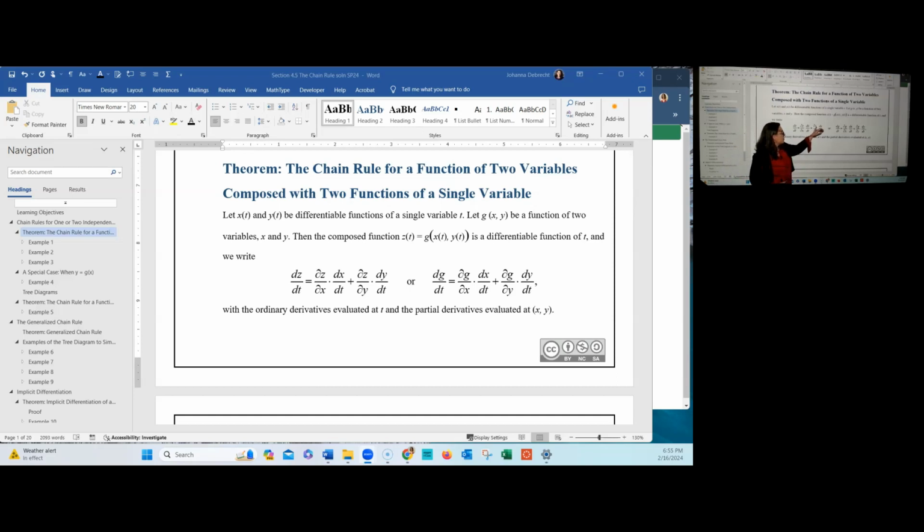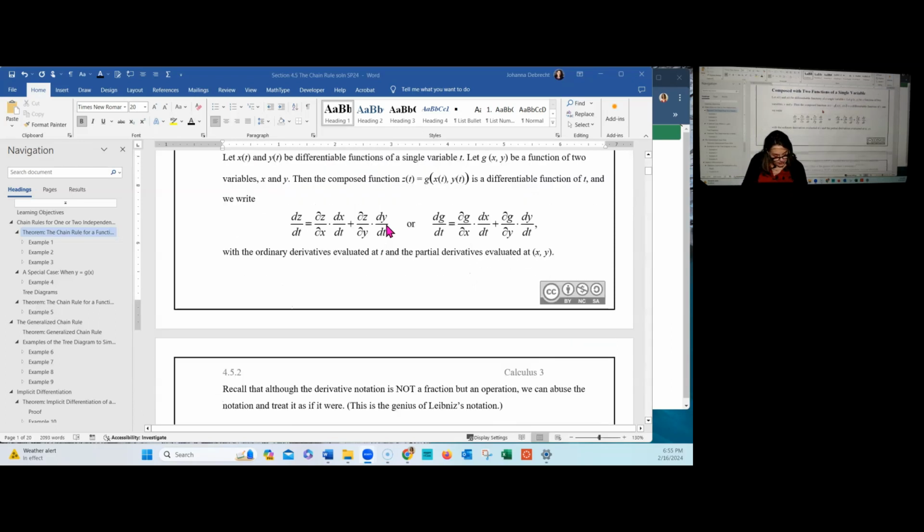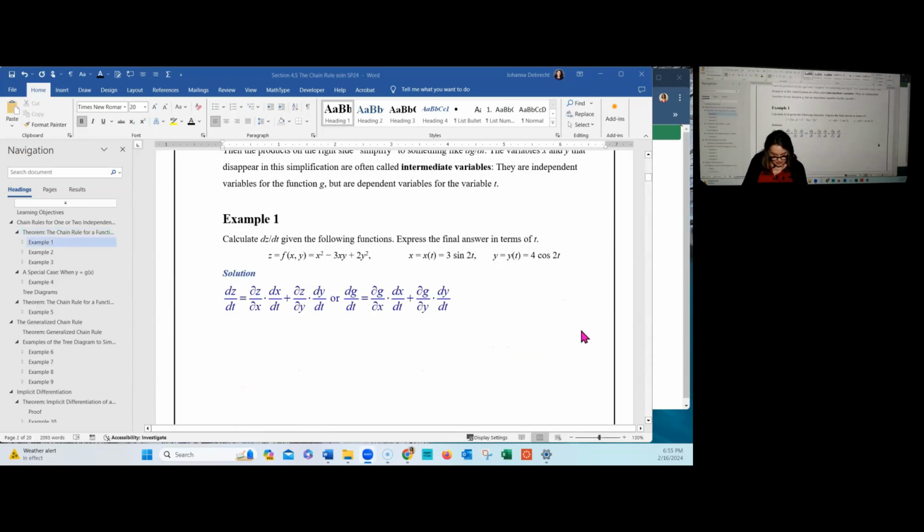So we add to that the partial of z with respect to y multiplied by the regular derivative of y with respect to t. If it is a function of one variable only, we use the italicized letter d. If it is a function of multiple variables, 2 or more, we use the partial symbol. You can either apply this using z for the dependent variable of the outside function, or you can use the name of the function g in order to accomplish this. Let's go ahead now and take a look at an example.